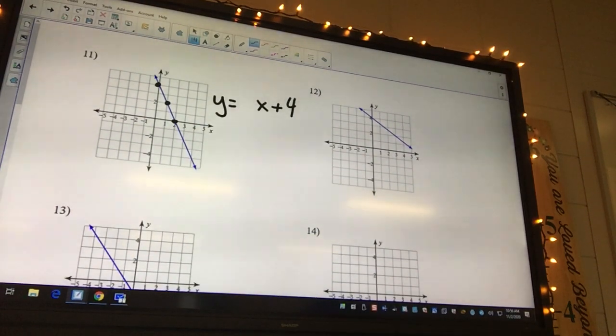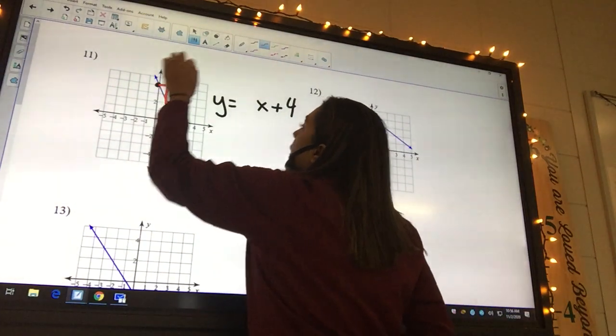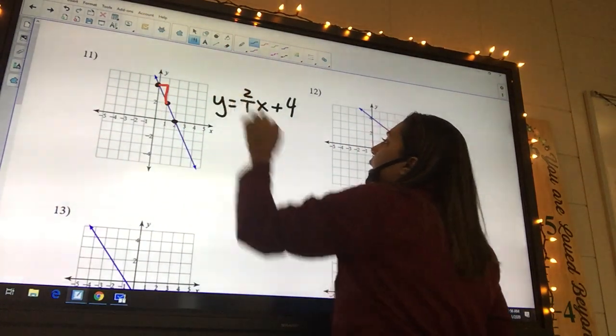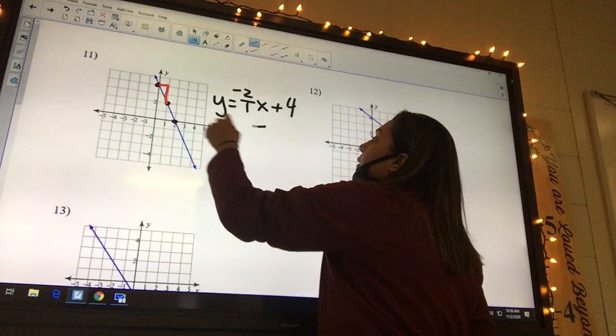So how much do you rise? How much do you run? 2 over 1. Yeah. Okay, so 2 over 1, I will agree with. Is it going to be positive or negative? Negative. Why? Because it's going to the left. It's going to the left, so it's got to be negative.